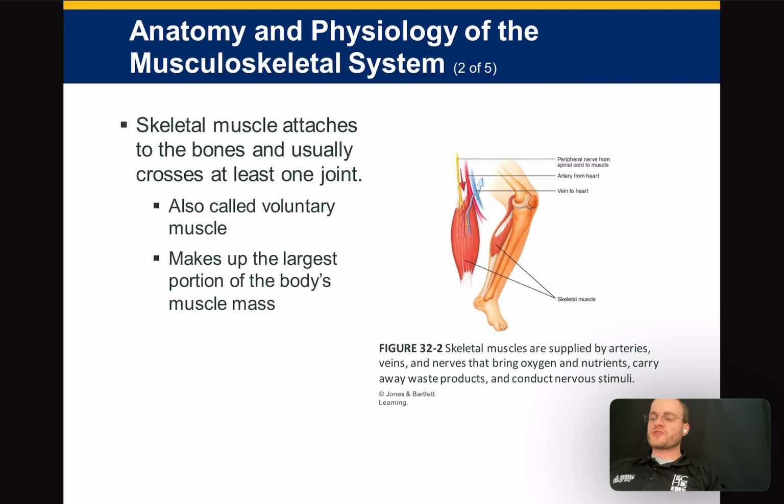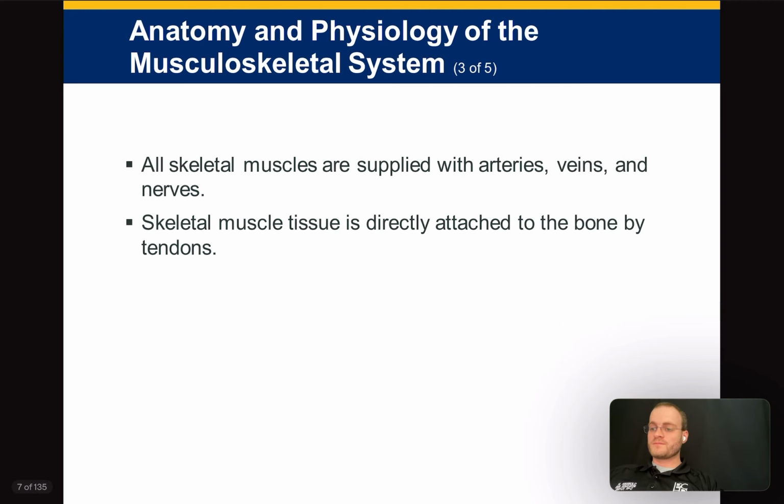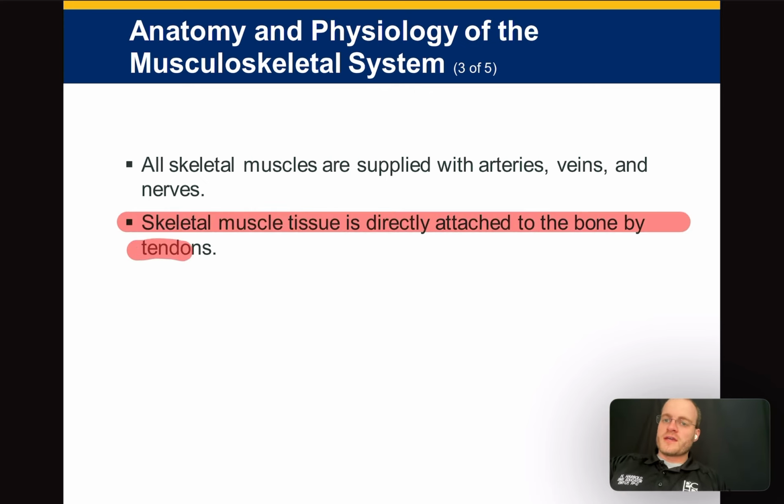Okay, because muscles don't know what to do, so they have to be told what to do by the brain. And so that message is sent to the muscle by a nerve, usually a group of nerves, right? And so skeletal muscle tissue is directly attached to the bone by tendons. Okay, students get this confused all the time. Okay, so it's tendons that connect muscle to bone. Okay, tendons connect muscle to bone.